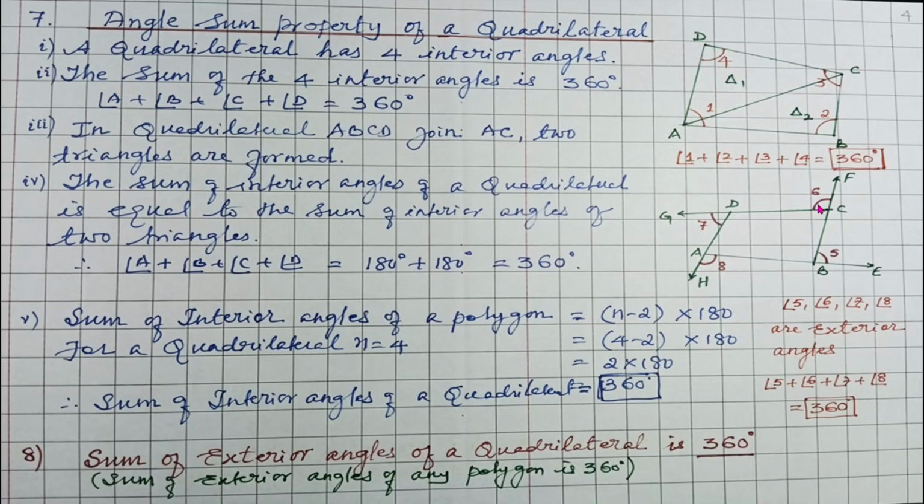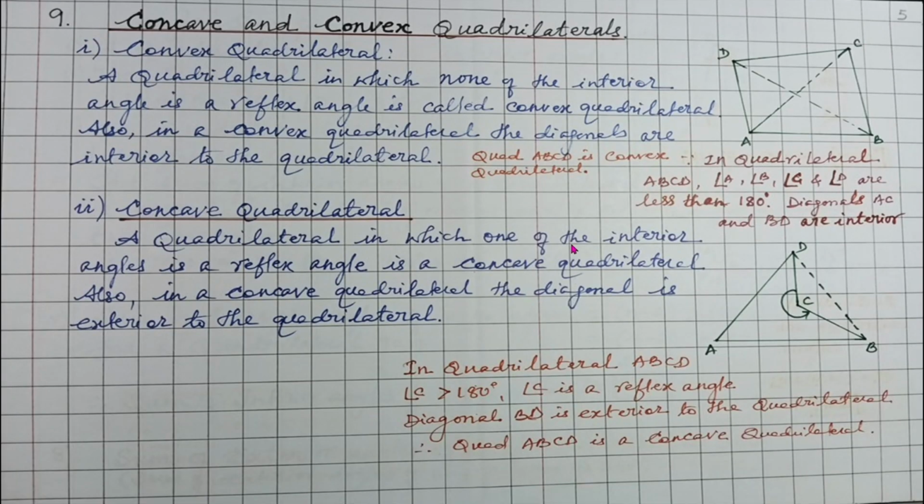That is angle 5 plus angle 6 plus angle 7 plus angle 8, which are the four exterior angles of a quadrilateral. The sum is 360 degrees. Remember that. The next point of our discussion is what are concave and convex quadrilaterals. Now we already know what is a concave polygon and convex polygon.